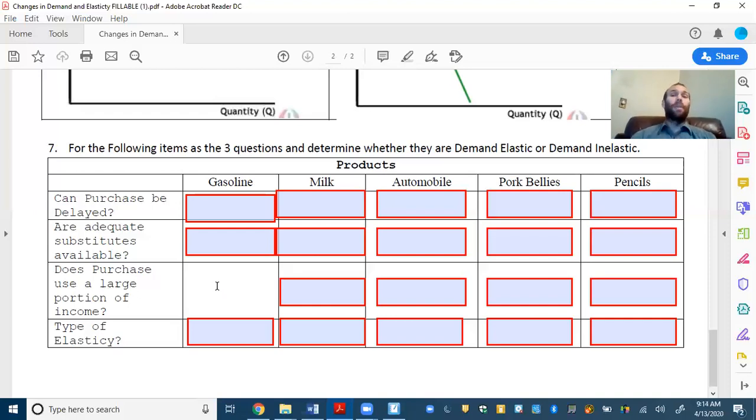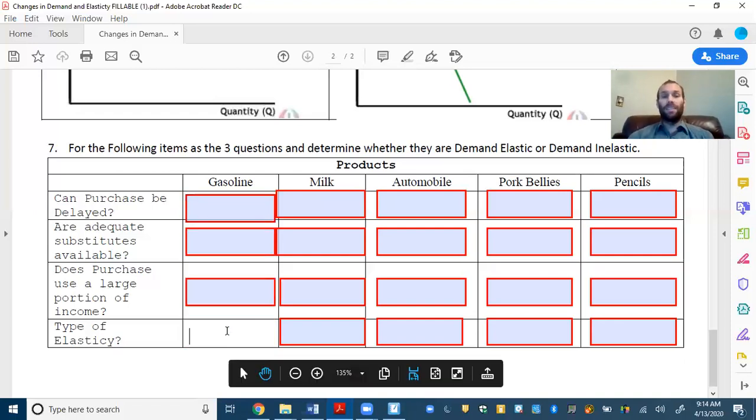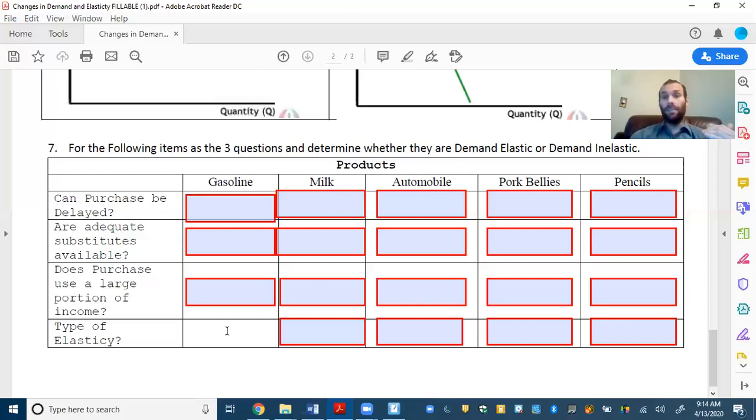Now, you guys might be a little bit different because you might not have a lot of money and that's all you spend your money on, but does it use a large portion of income? Typically, no. So we said, can you wait to buy it? Are adequate substitutes available? Large portion of income, it really doesn't matter. Because you said no to a majority of these answers, the type of elasticity would be inelastic. So if you say no to these things, it makes it more inelastic. If you say yes, it'll make it more elastic.